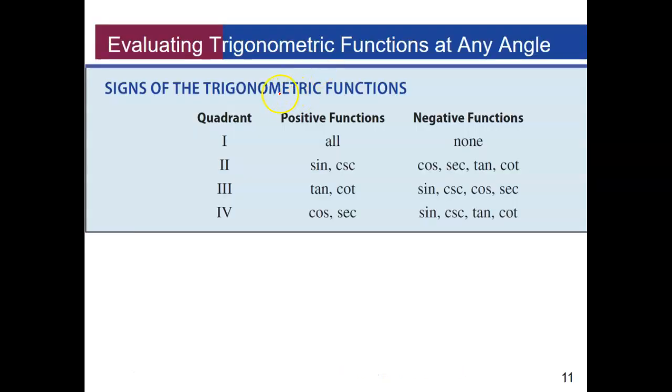As a review, we've already talked about in the first quadrant, all of the functions are positive and none of the functions are negative. In the second quadrant, sine and therefore cosecant are your only two positive functions. Everything else is negative. Third quadrant, tangent and therefore cotangent are positive. Everything else is negative. And then in the fourth quadrant, cosine and therefore secant are positive, and everything else is negative there.